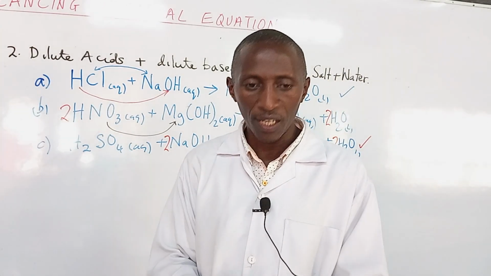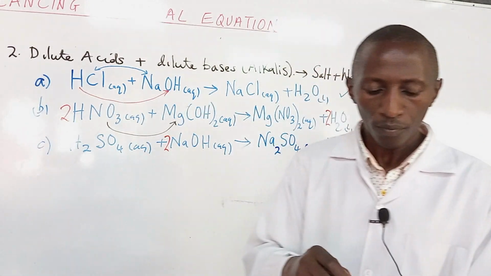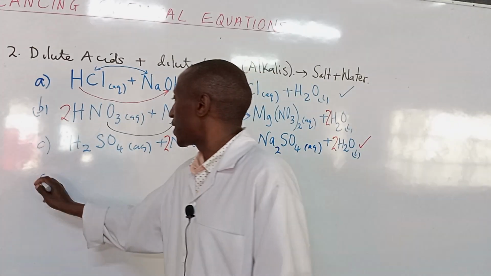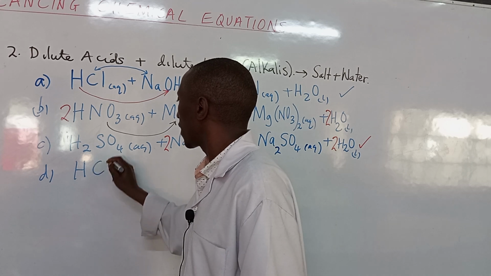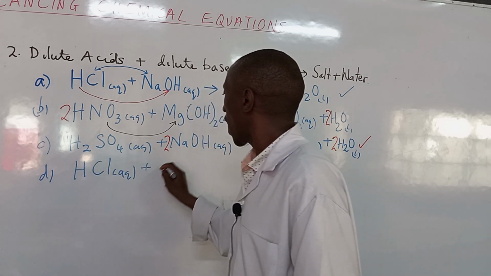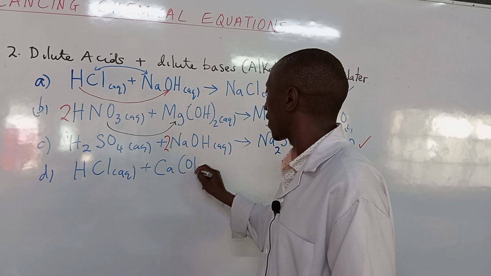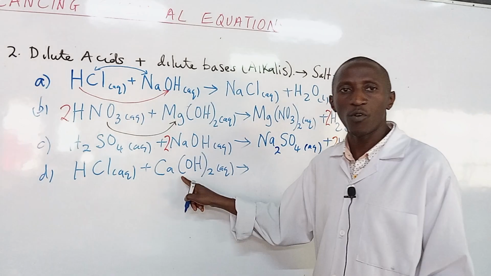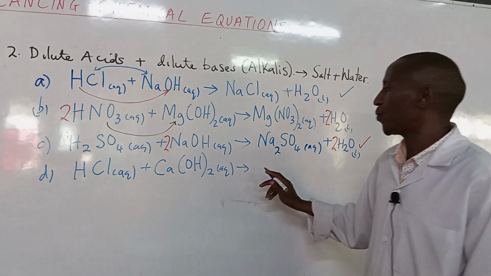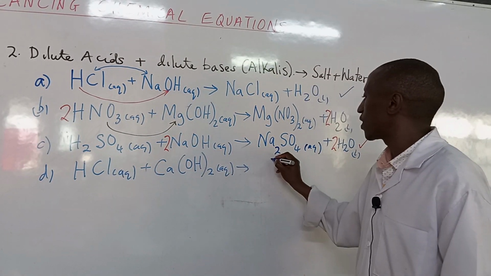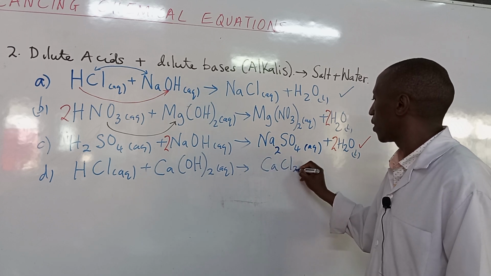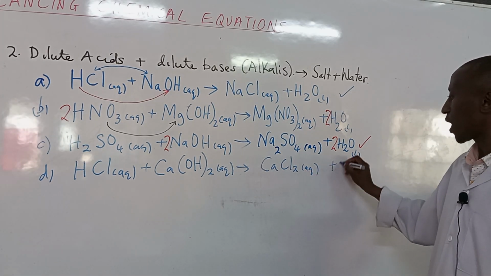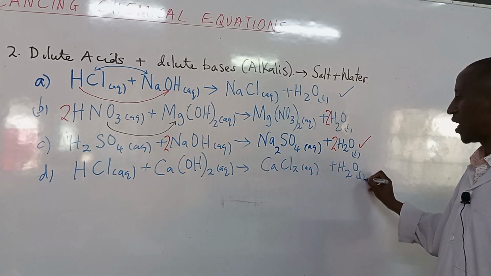The last one is going to involve HCl and calcium hydroxide. Number D, we have hydrochloric acid, HCl, and calcium hydroxide. Calcium hydroxide. Let's take it to be soluble, slightly soluble there. And what do we get? We get a salt of calcium, which is calcium chloride. So I would like you to master the way you put calcium chloride and water, and that gives us liquid.